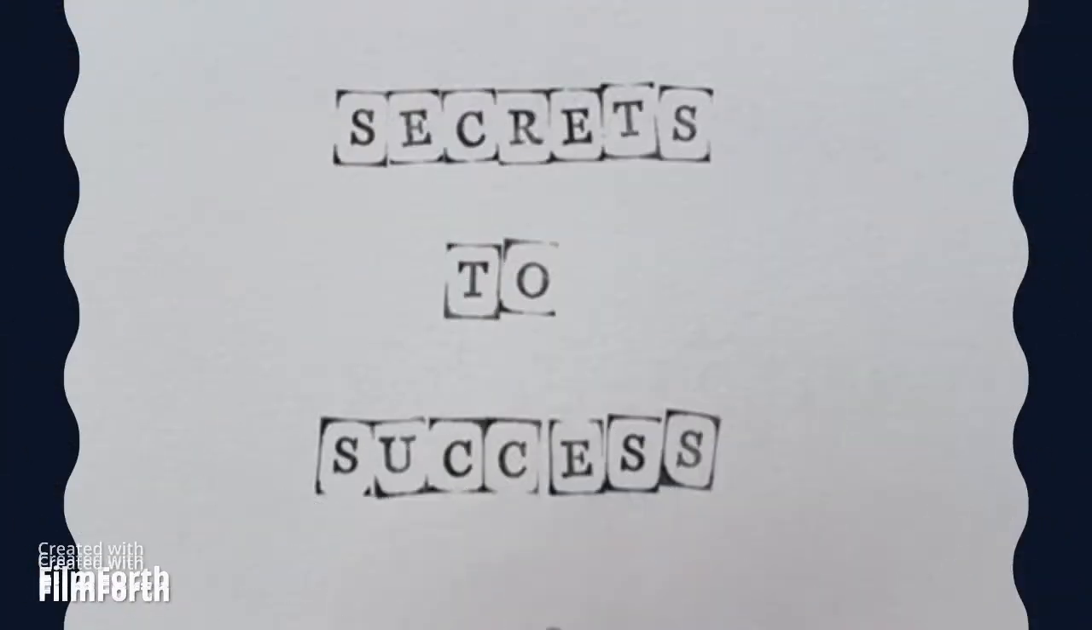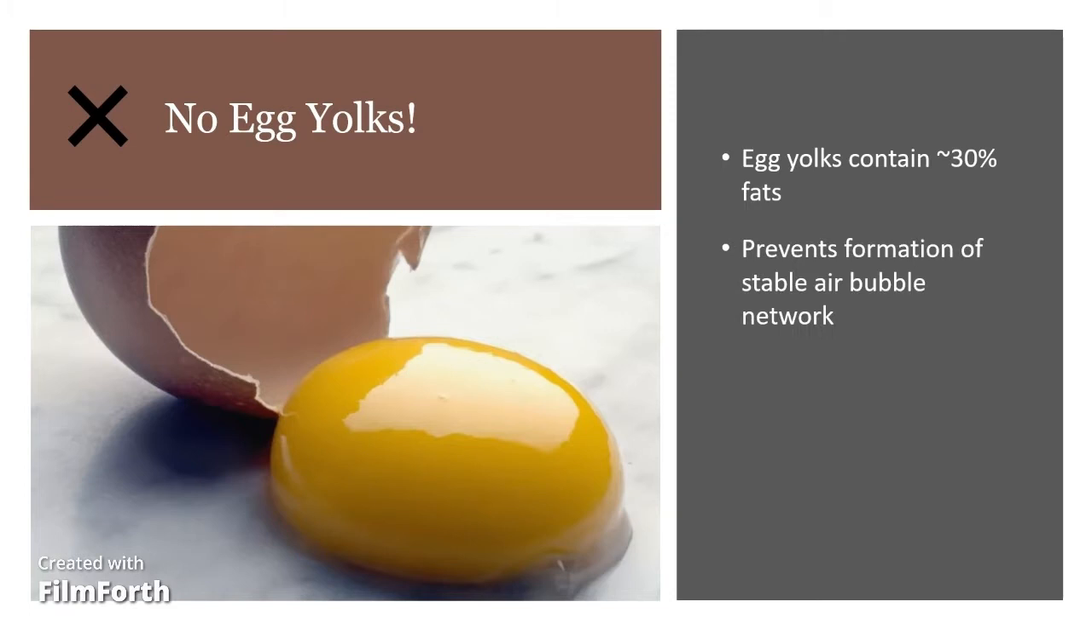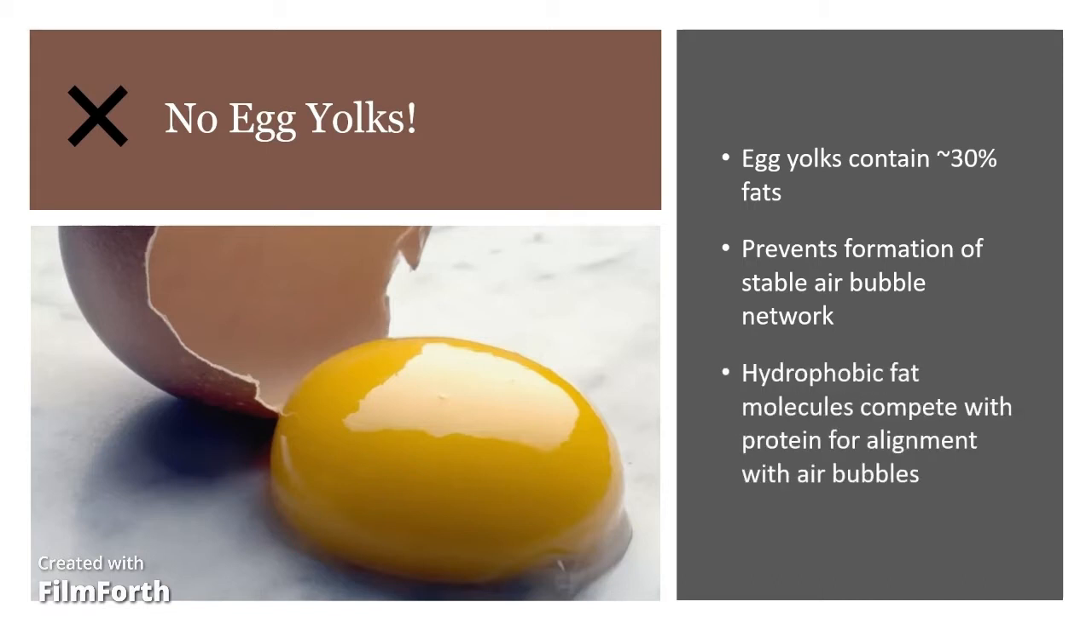Hello, I'm Nick and I'll be explaining the science behind egg foams and Veron's secrets to success. Her first success tip, as you have seen just now, is to remove the yolk. This is because egg yolks contain about 30% fat, and fat is the biggest enemy of egg white foam. Even the slightest amount will block the foaming action. This is because the fat molecules are hydrophobic, and although they are unable to create a stable structure, they compete with the proteins for alignment around air bubbles in the foam formation process, which will be explained later.